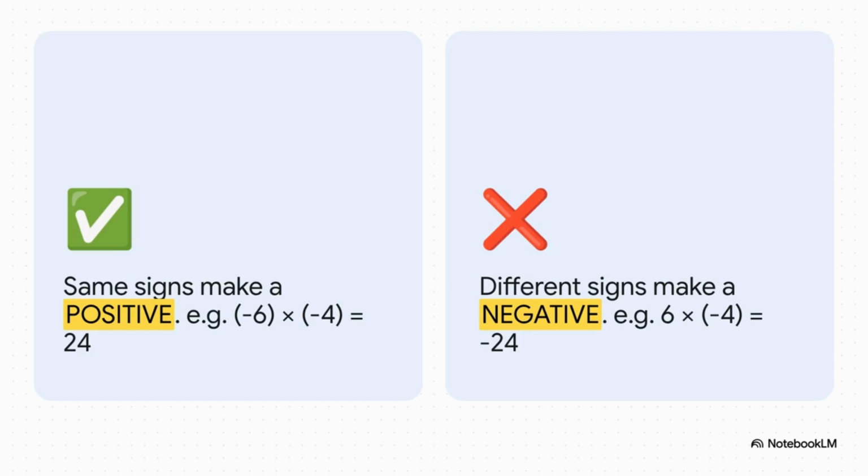If the signs of the two numbers you're working with are the same, so a negative times a negative or a positive times a positive, the answer is always positive. If the signs are different, like a negative times a positive, the answer is always negative. Just remember that. Same signs, positive. Different signs, negative. That's it.